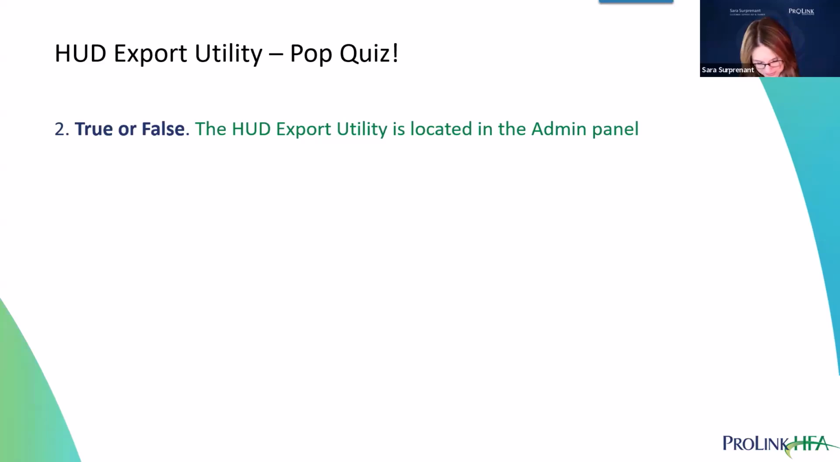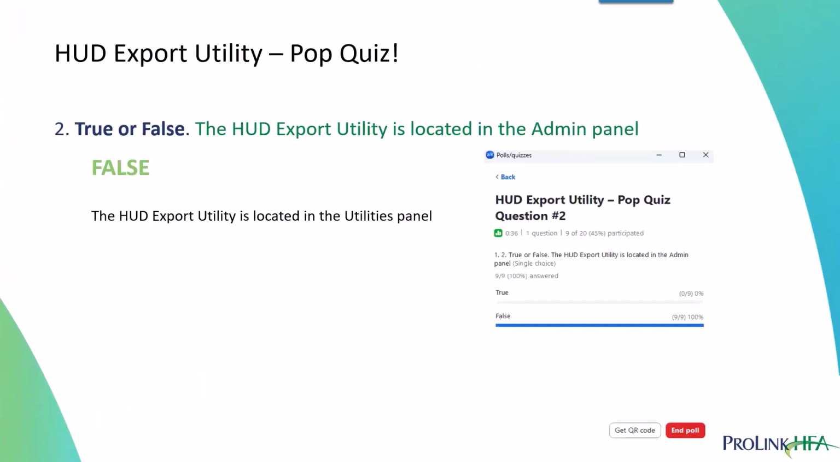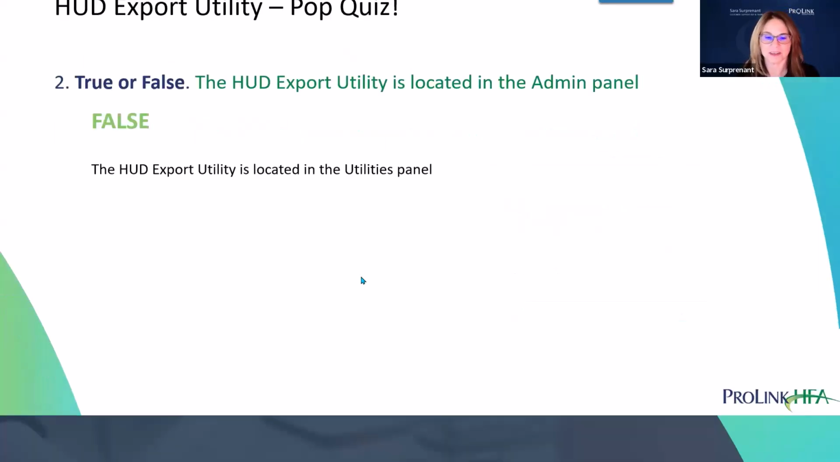Okay, I think it's been 30 seconds. Let me know when you want me to advance. Yes, you can go ahead and advance to the next slide. Yay! Everybody knew that. It's the utilities panel. That was a trick question. I'm not embarrassed about adding trick questions because I think trick questions are fun.